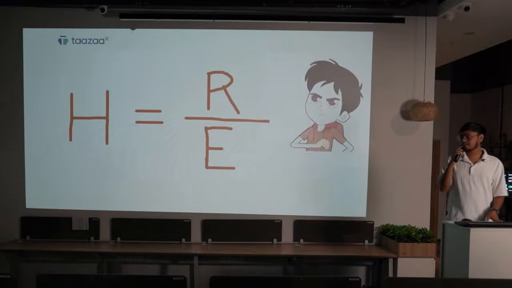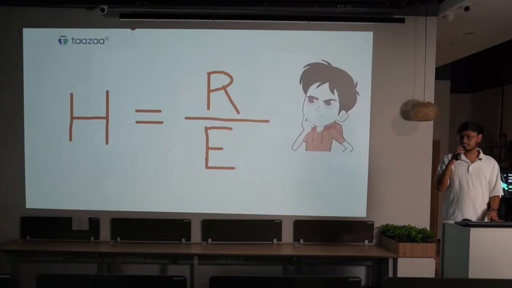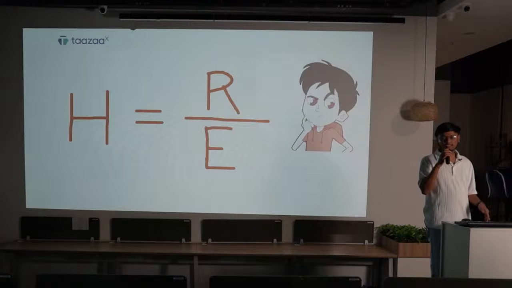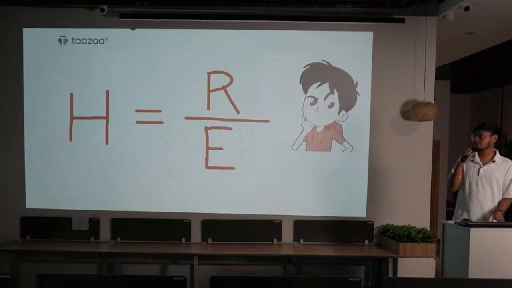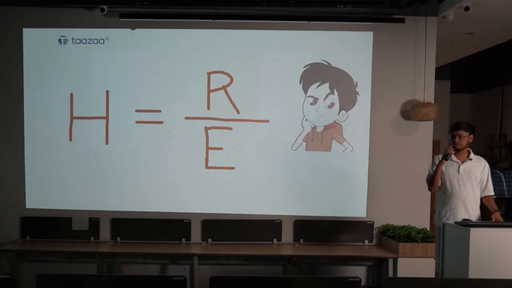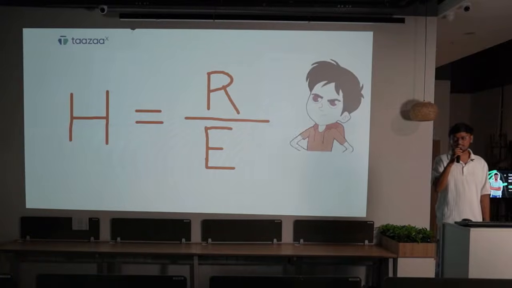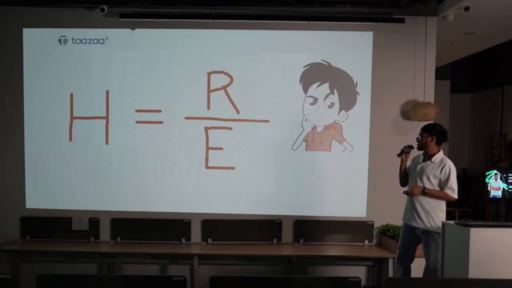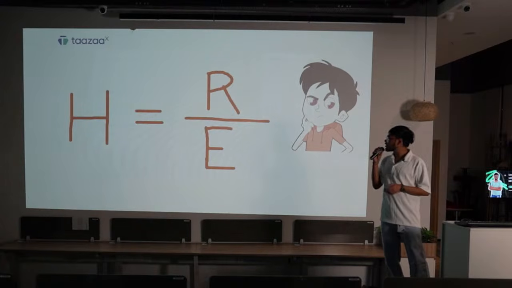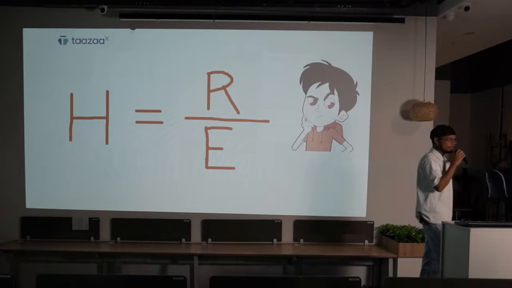So before starting the session, as this is an AI based session, let's view some equation. Can you guess what this equation is all about? So we have H on the left hand side, which equals R divided by E.